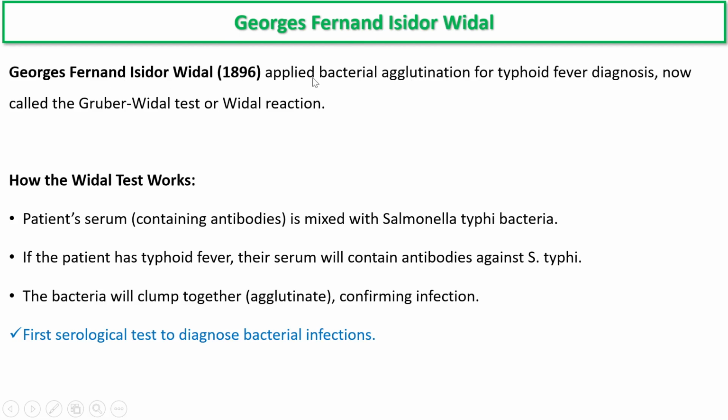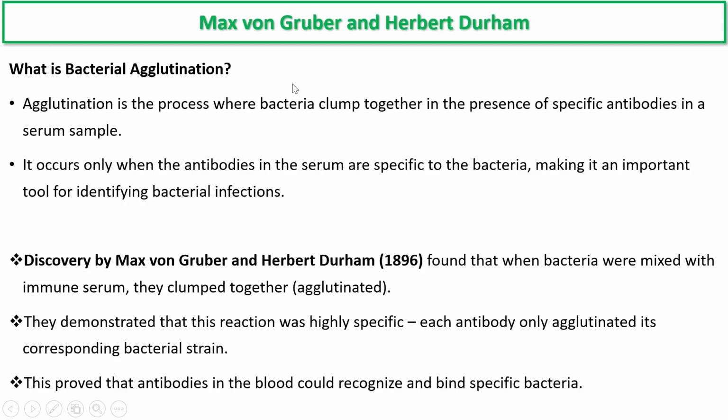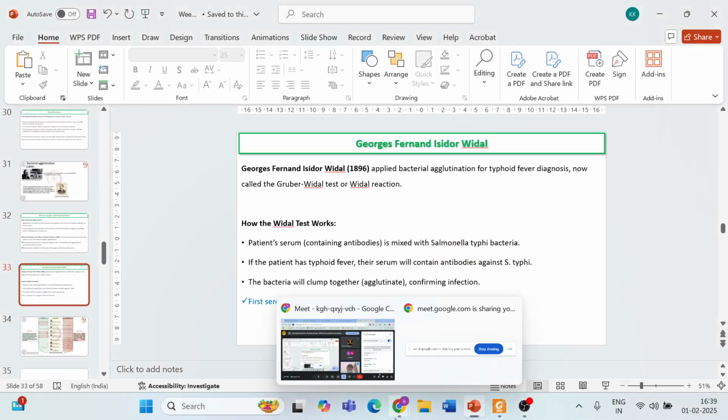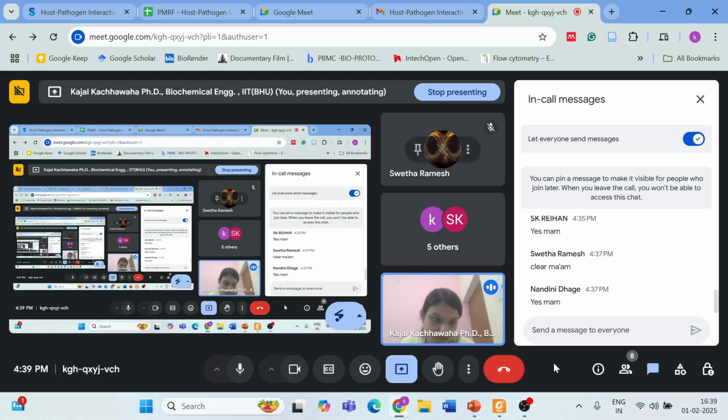He applied bacterial agglutination for typhoid fever diagnosis. He used the concept that each antibody only agglutinated its corresponding bacterial strain for the development of the Widal test, which is known as the Gruber-Widal test or the Widal reaction, that we get done for typhoid fever. Have you heard this name? The Widal test is quite commonly used. Are you aware of this name, Widal test?